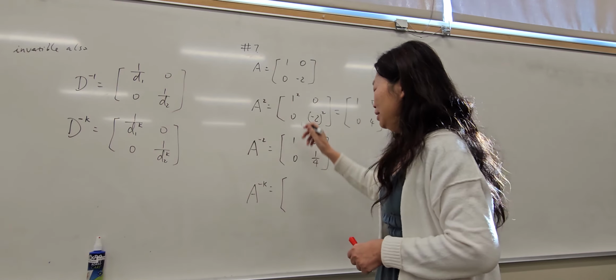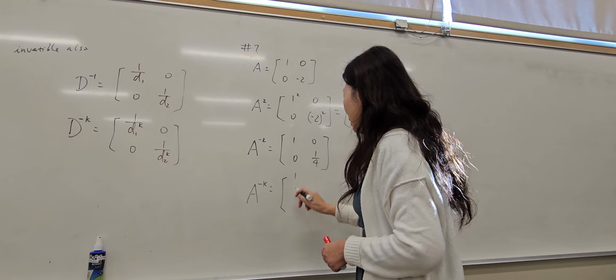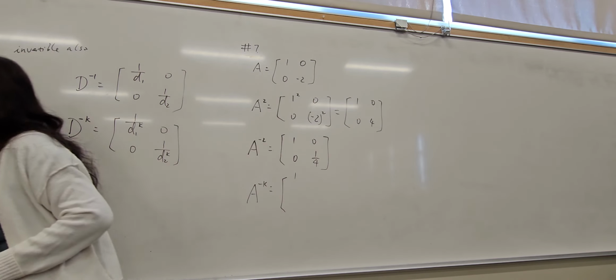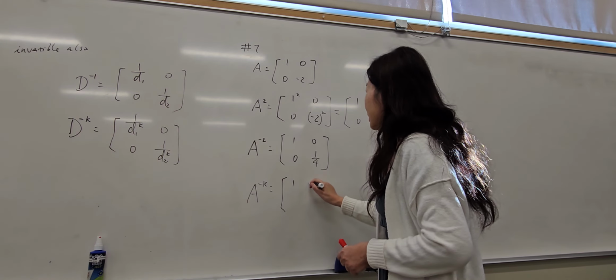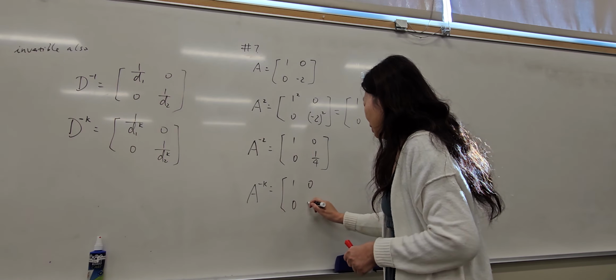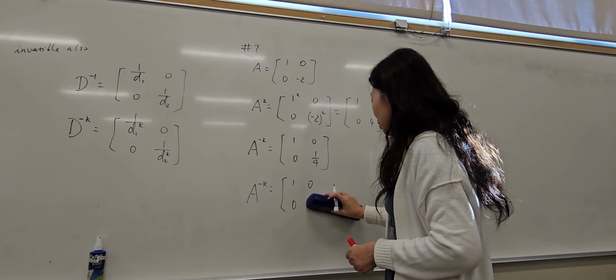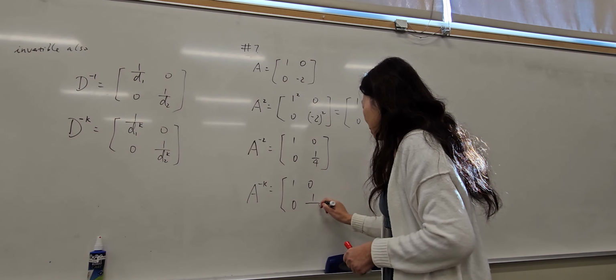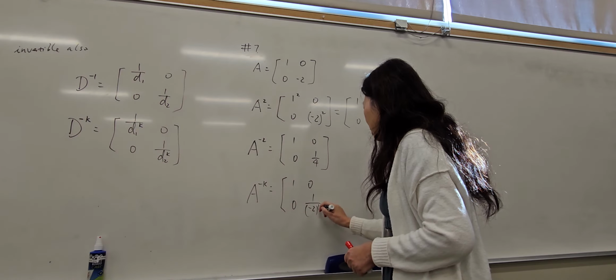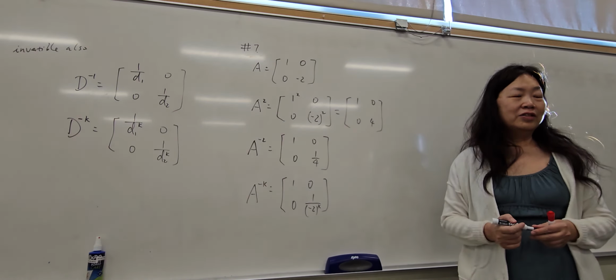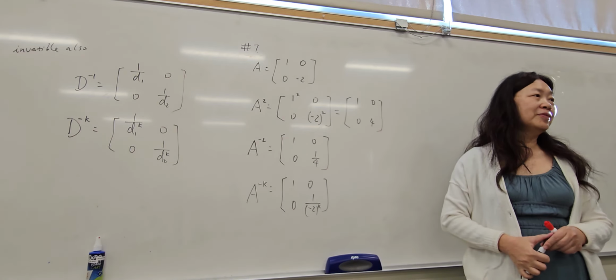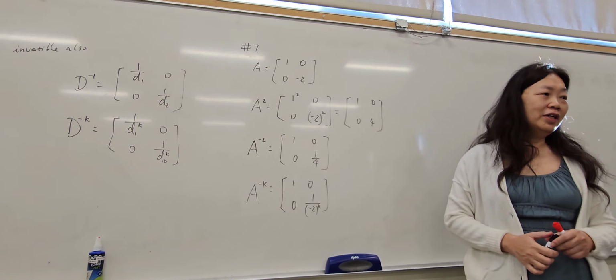So you just take this one, just a one. This is just a one. First one, just a one. 0, 0, -2 to the negative k. So it's 1 over. Okay, so that's it. So diagonal matrix is very good. Any question here so far?